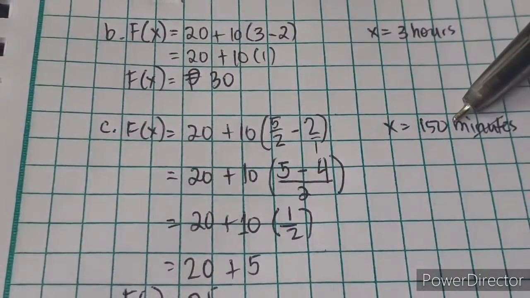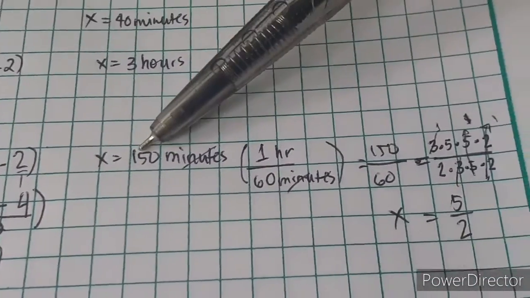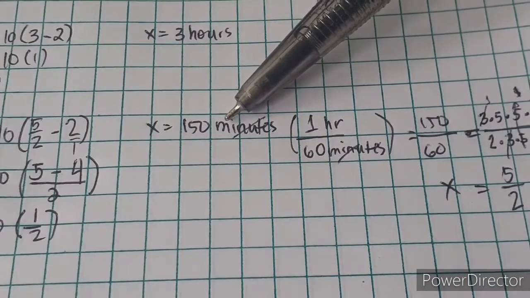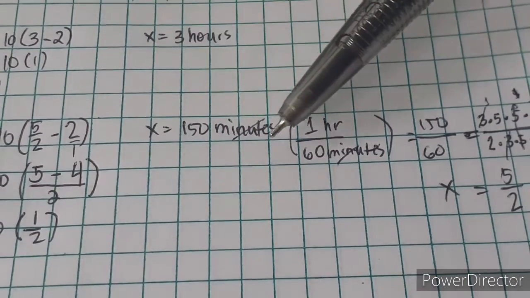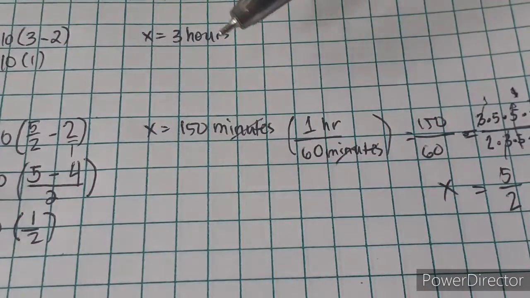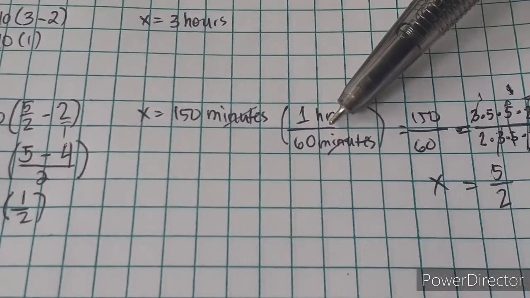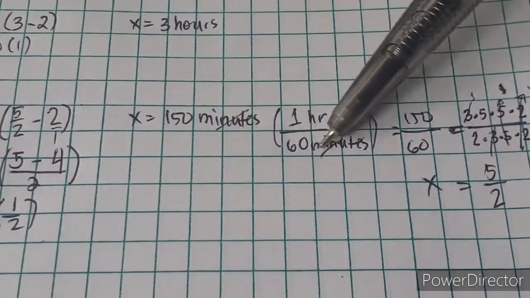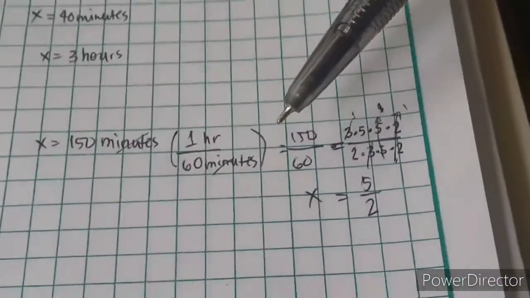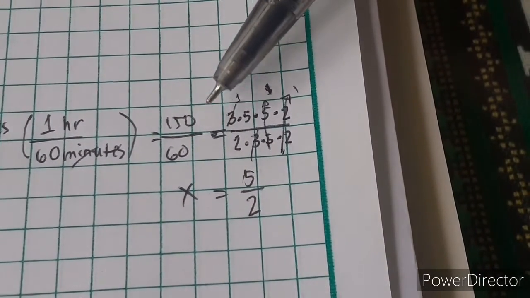And then if you use this for 150 minutes, the problem with that is 150 minutes is in minutes and our function is in hours. So we have to convert this first into hours. So we multiply that by 1 hour over 60 minutes. Minute divided by minute is equal to 1. So we are left with 150 times 1 over 60.